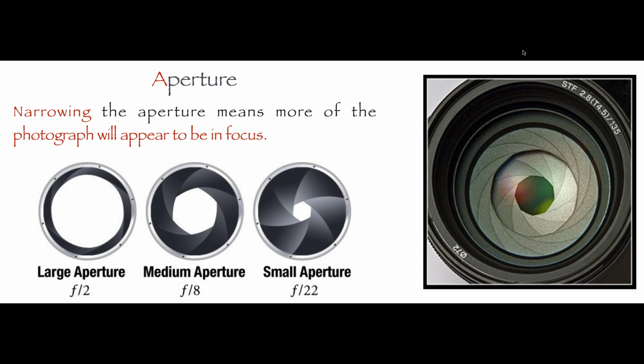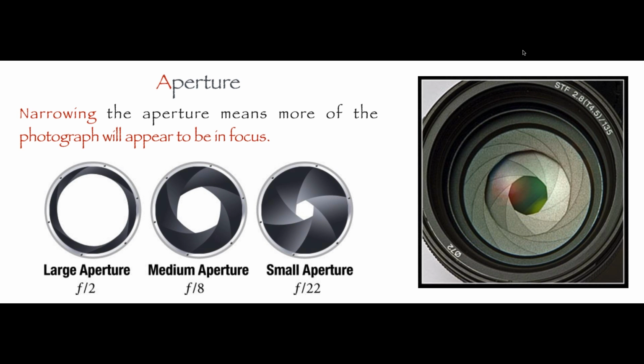So narrowing the aperture means that more of the photograph will appear to be in focus. So that's another benefit. We're very close to our subject. We want to control the amount of light, and at the same time, we want to control the sharpness of the photo. So the higher the f-stop, the sharper the image. And not only the tooth that you're focusing on, but the neighboring teeth as well.